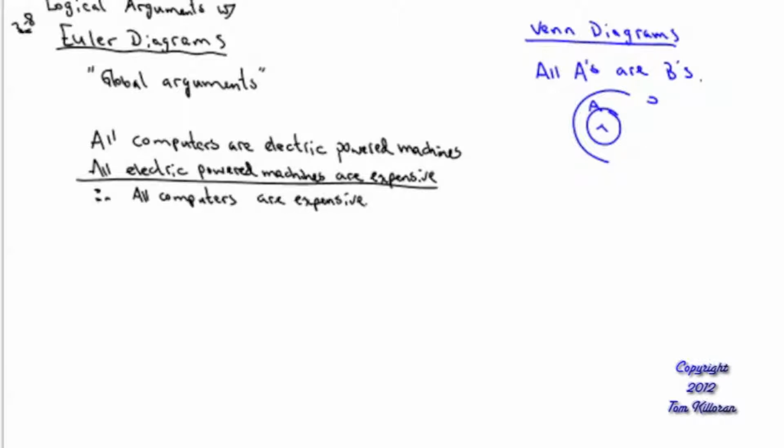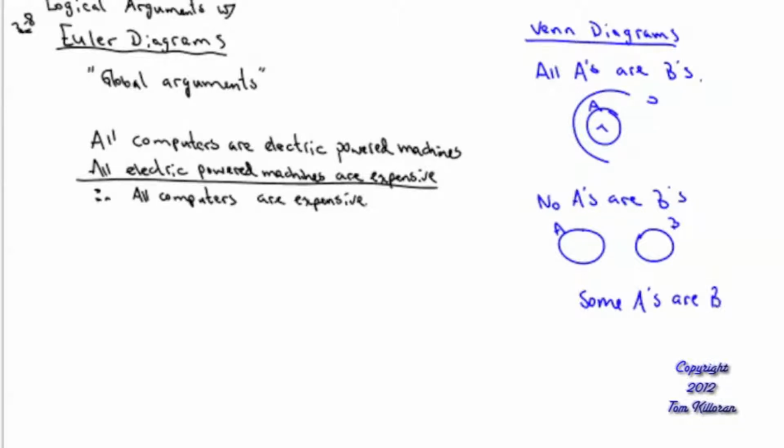All right, what if I said no A's are B's? Side by side, better known as disjoint. So here's A and there's B. They have nothing in common. All right, so one of them is all, the other one is no, the last one, of course, is some. Some A's are B's. What kind of circles do I get? Two intersecting circles. So here's A, here's B, and they share a couple things.